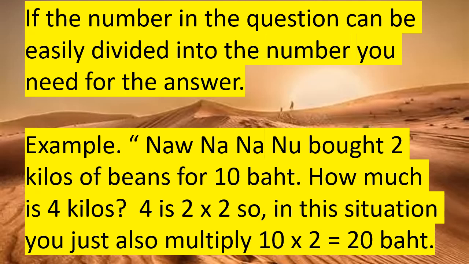The second one is if the number in the question can be easily divided into the number you need for the answer. So for example, Nonananu bought 2 kilos of beans for 10 baht. How much is 4 kilos? So 4 is 2 times 2. So in this situation, you just also multiply 10 times 2 equals 20 baht.